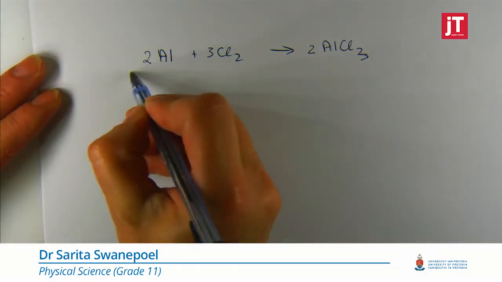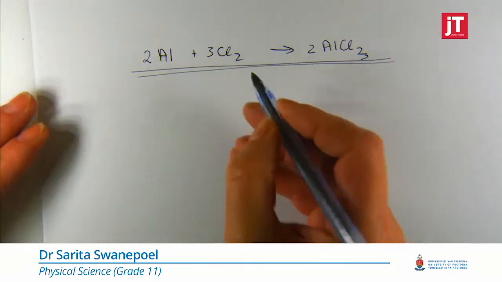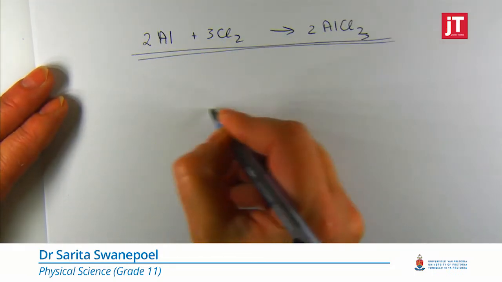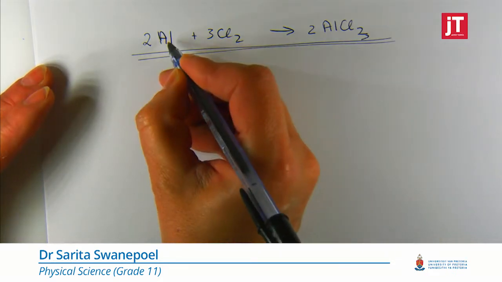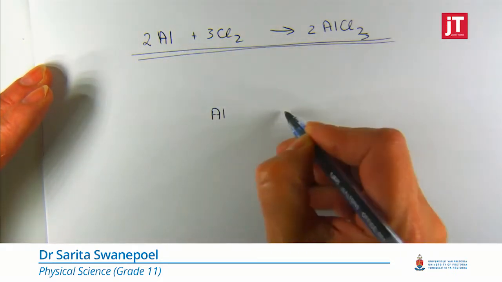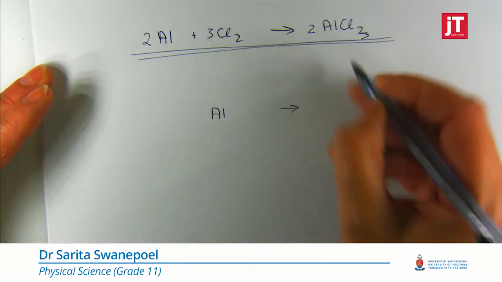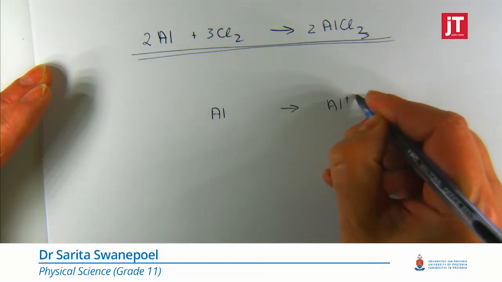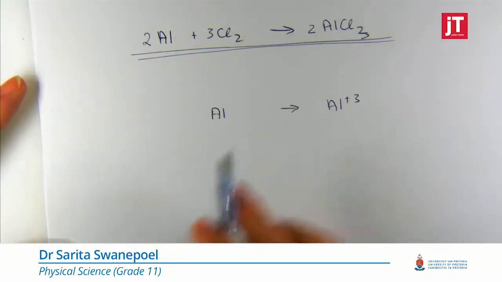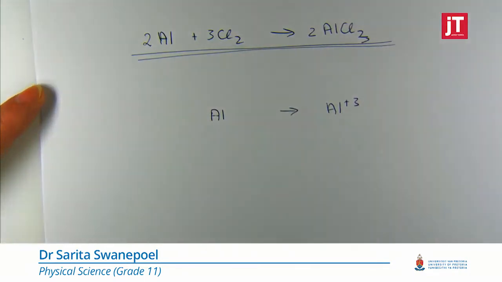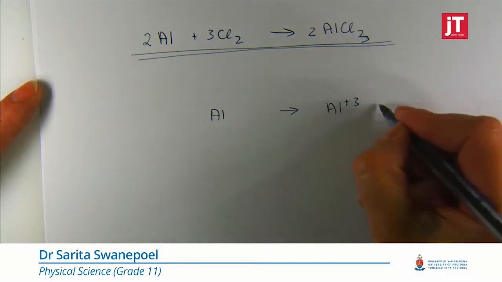Now we're going to do this another way. Let's start with the aluminium. It starts off as aluminium without a charge on this side, but on that side, it ends up as aluminium 3+. So during this reaction, we had that change. How can an aluminium become an aluminium 3+? Is it giving off electrons or receiving electrons? It's giving off electrons.